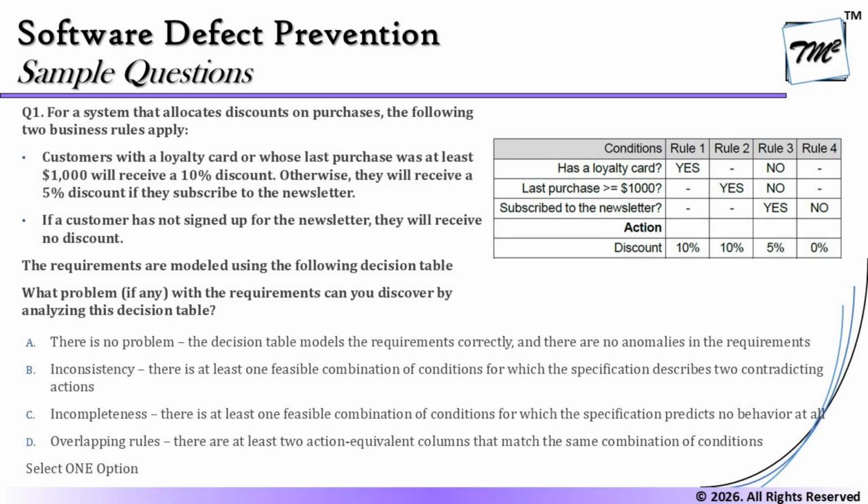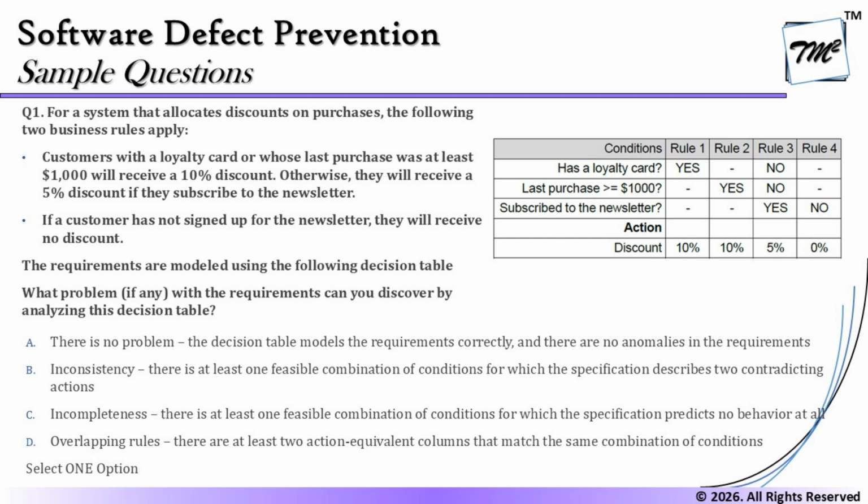Option B says inconsistency: there is at least one feasible combination of conditions for which the specification describes two contradicting actions. And I don't see any kind of contradiction here, because the rules are very clear and the table pretty much presents the rules defined by the question.